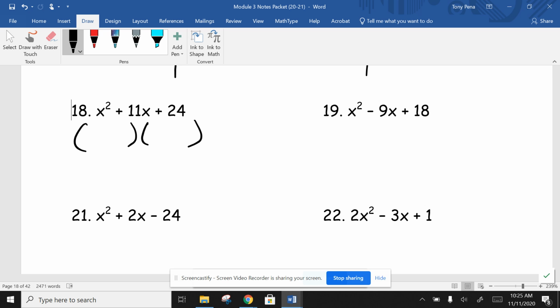This is when we did the little area model. If you wanted to draw in the little rectangles, that's the way we kind of organize this. When we get to 22 and 23, I would suggest maybe doing that.